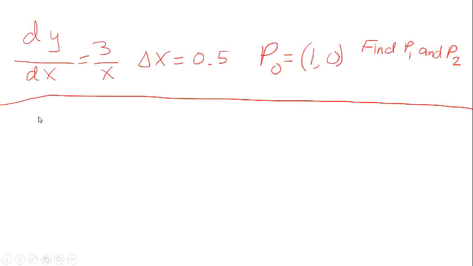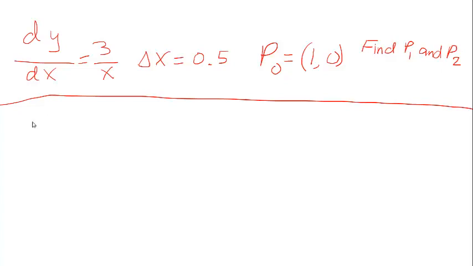So here's the example. We have dy over dx, the slope, this right here is a differential equation. dy over dx equals 3 over x, and your delta x is 0.5. The p sub 0, the first point we're looking at, is (1, 0). And basically, using Euler's method, we have to find p1 and p2.